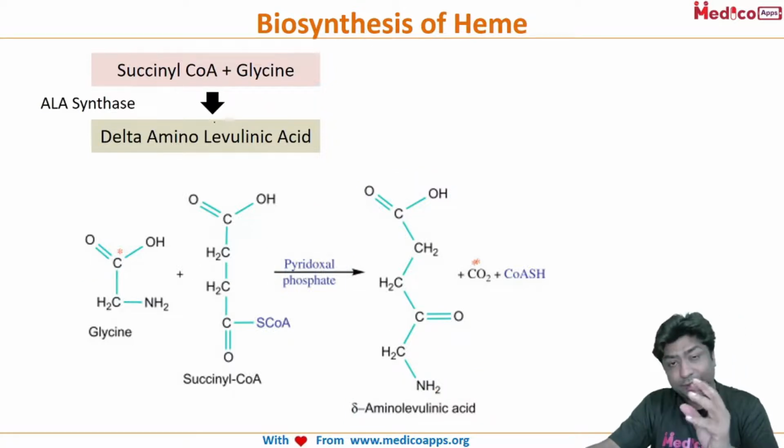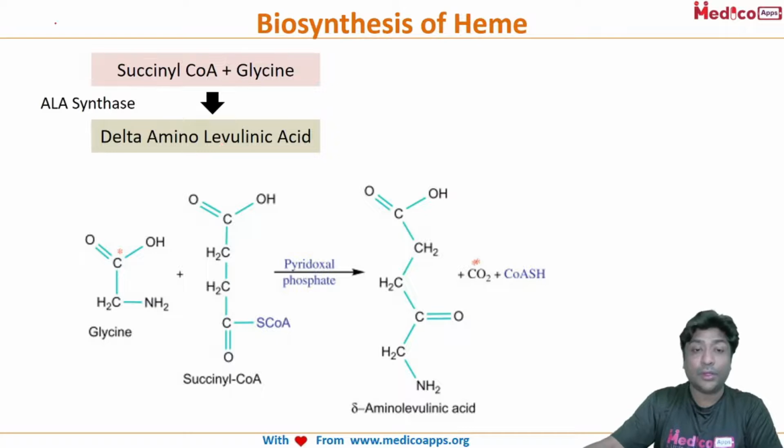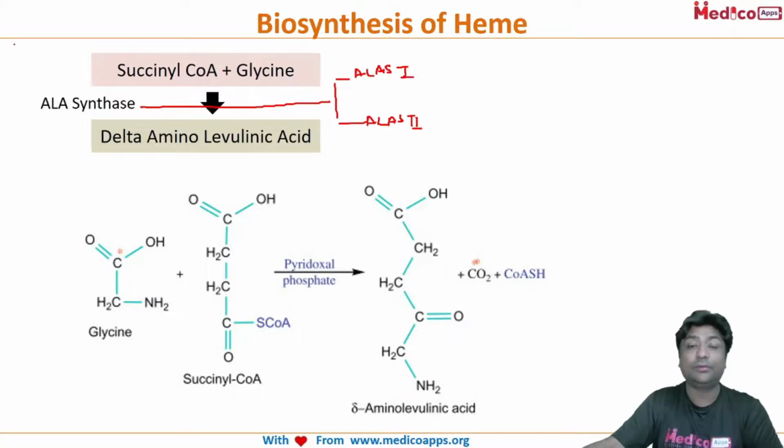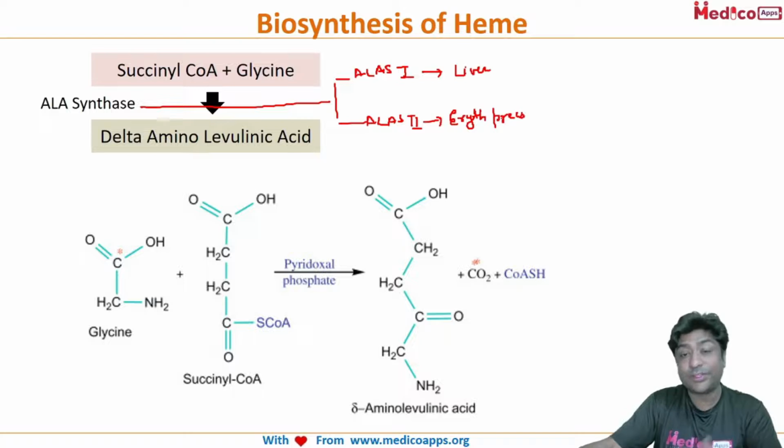Now, there is a very important point I want to tell you. First of all, ALA synthase has 2 isoforms: ALA synthase 1 and ALA synthase 2. At this point, you have to remember the difference between these two, because questions are asked on this in the examination. The first difference is where they are found. ALA synthase 1 is primarily found in the liver and in all the other tissues. ALA synthase 2, on the other hand, is primarily found in the erythroid precursor cells. So this is one difference, where they are found.